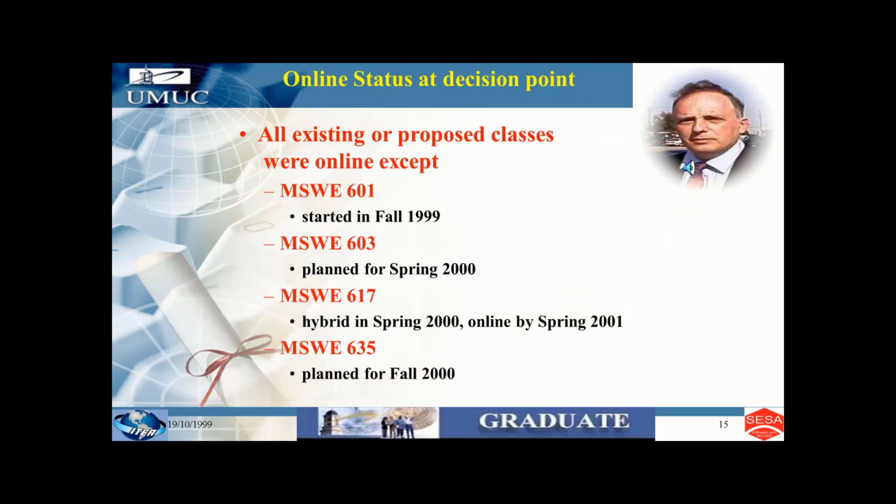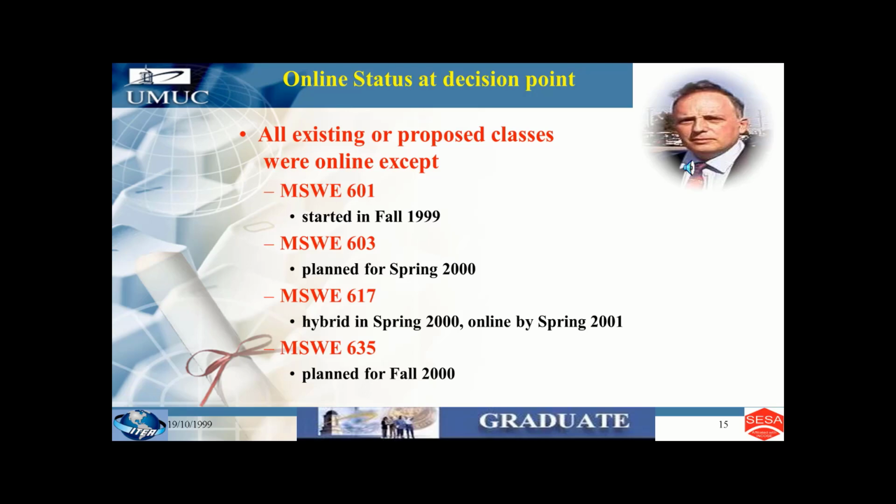So back at the decision point in January, the status was all existing or proposed classes were online except for 4. MSWE 601, the introductory class, which went online in the fall. MSWE 603, the systems engineering class, and we plan to put that online in the spring of 2000. MSWE 617, the project class, that's a problem because one of the major problems that we were facing in online teaching is showing the students how to collaborate in an online environment when the students are separated geographically from each other and cannot get together at mutually convenient times.